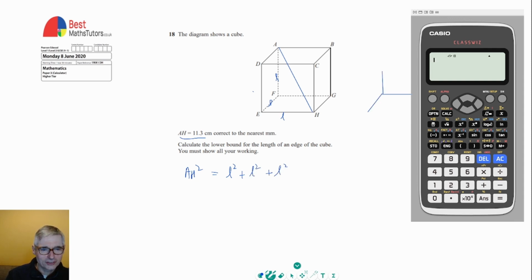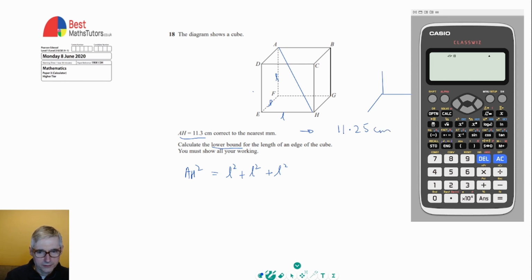Since we know that AH is 11.3 centimeters correct to the nearest millimeter, we need to know what its actual lower bound would be. So if we do that, we can say the lowest value that AH could be would be 11.25 centimeters. So that's the lower bound of AH.